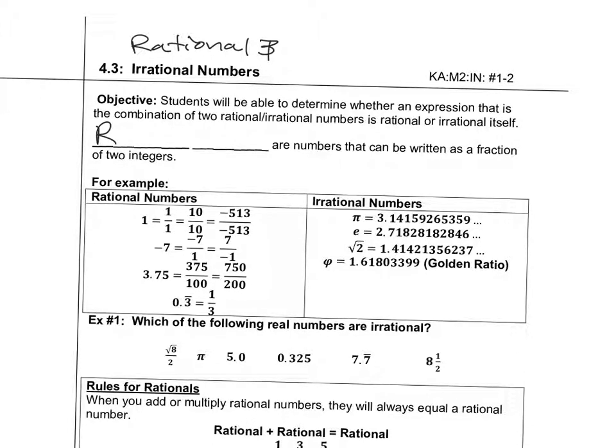First thing up, rational numbers are numbers that can be written as a fraction of two integers. Irrational numbers is the exact same definition except there would be a "can't" there. They can't be written as a fraction of two integers.